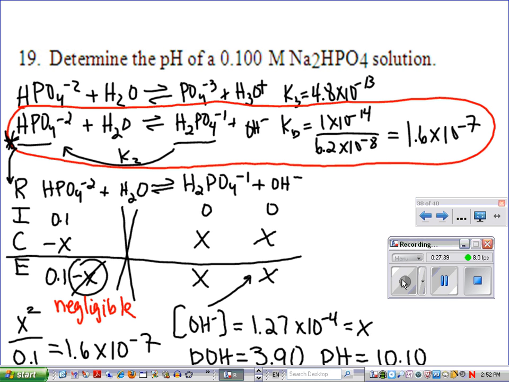So in finishing out this problem, we see that we chose the second equation because it has a larger K. We set up our Rice table. We solved for X. X turned out to be the OH concentration, not the H concentration, the OH concentration. Negative log gave us a POH of 3.90. Therefore, the pH of this one was 10.10. Ta-da! Fini, or fin. Well, Fini is a different language, but it's just fin, because it's a movie. Let me write that. Fin.